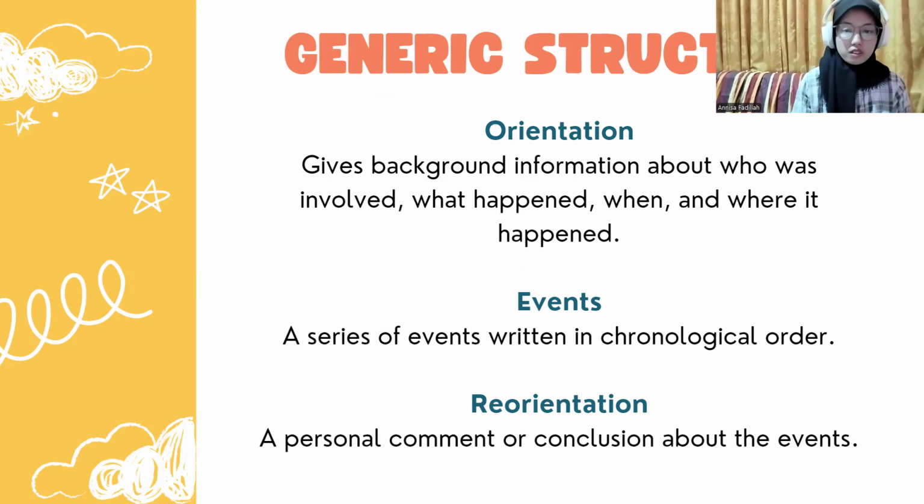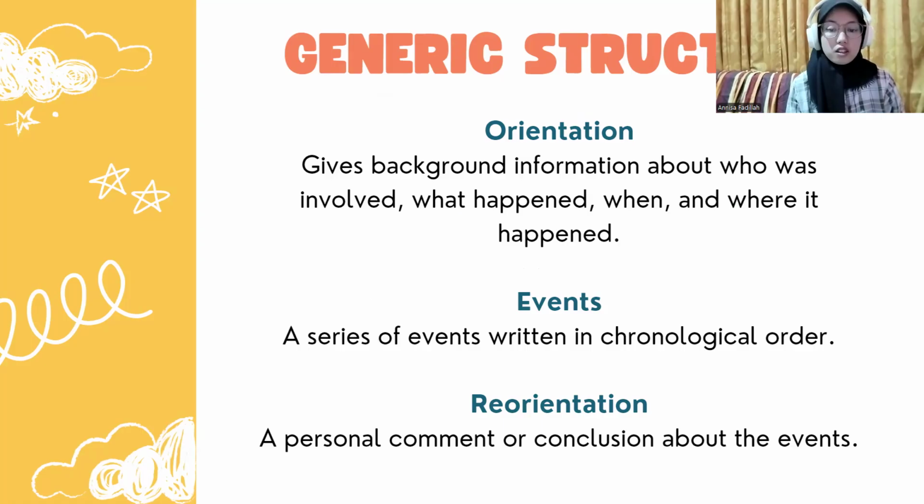In recount text, there are three parts. The first one is orientation. Orientation here is like an introduction. It gives background information about who, what, when, and where the story happened. So it introduces to the reader what the story is about.